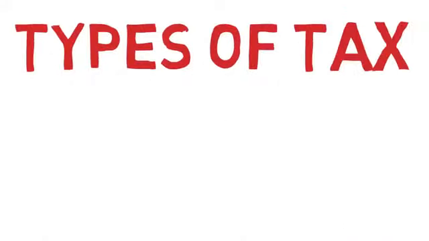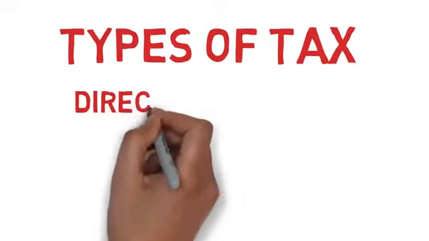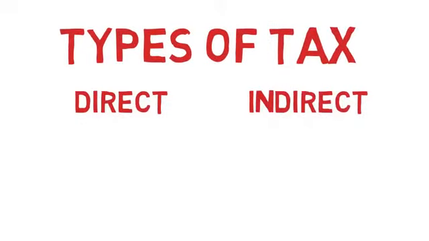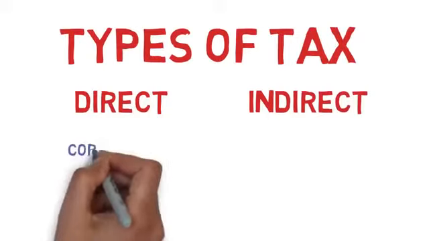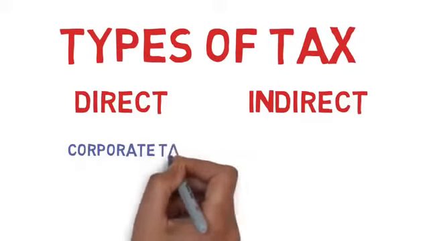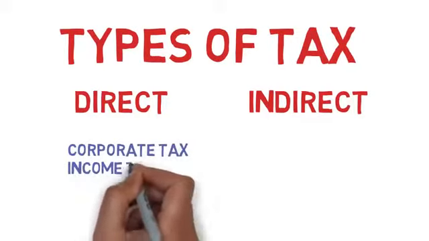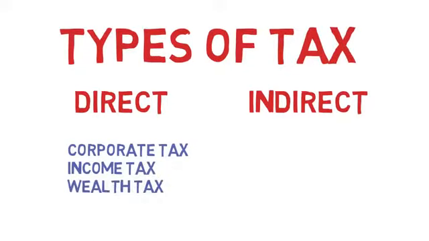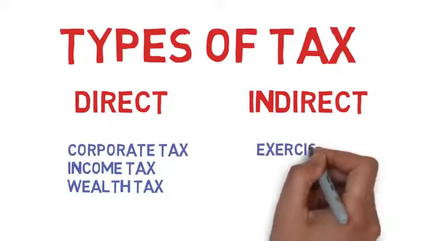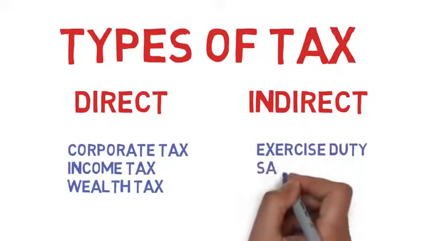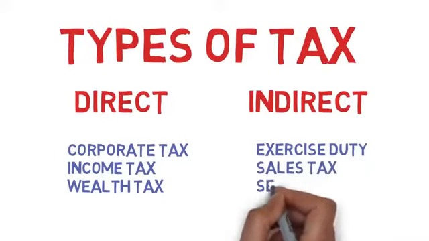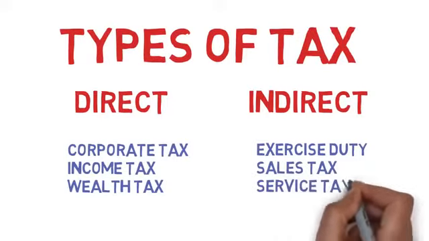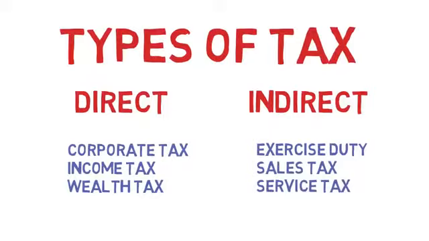There are actually two types of taxes. One is direct tax and the other is indirect tax. The direct tax is one whose liability cannot be shifted to someone else, like corporate tax, income tax, wealth tax, etc. But indirect tax is the tax whose liability can be shifted to someone else. It includes central excise tax, sales tax, services tax, etc.